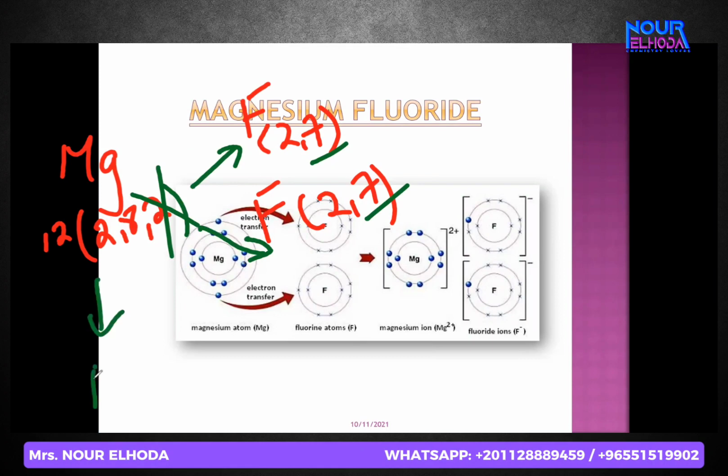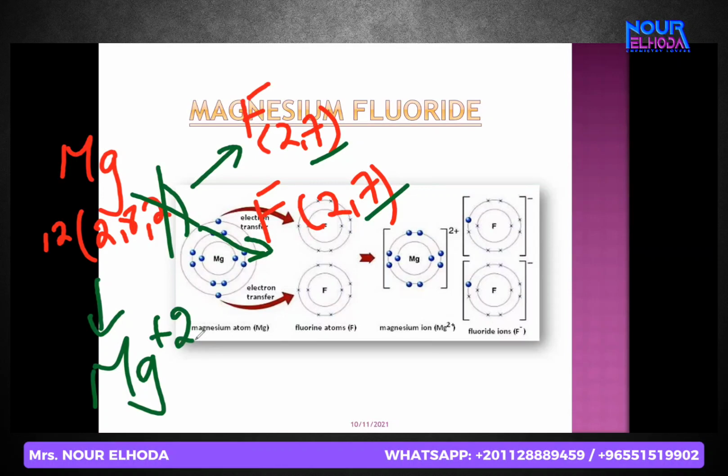The magnesium lost 2, and we agreed all the time that metals must be positive ions and non-metals must be negative ions. So magnesium will be what? Bravo, correct Sara. But plus only or plus 2? I lost 2 electrons, so what should I write? It's going to be 2 plus. Exactly.